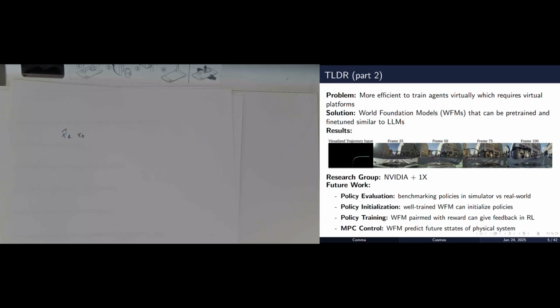So we have GPUs. What can we do? Anyway, the whole point right now is it's a way of generating data. In this case, the input to the World Foundation model was basically a visualized trajectory. So these are actual points, and then the frames.